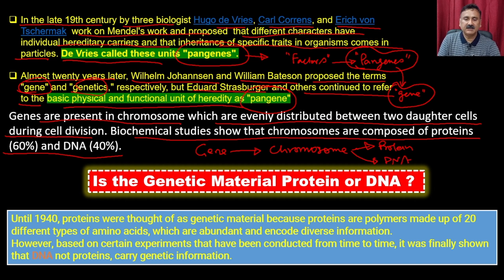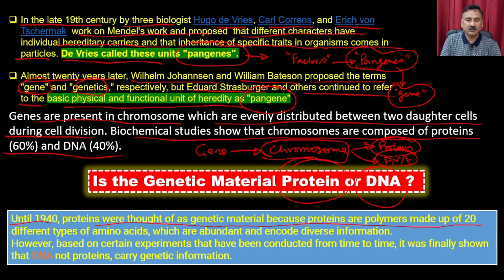So the first question is, is the genetic material protein or DNA? Which means out of this chromosome, which one is more responsible, the protein part or the DNA part, because it has both components. Until the 1940s, proteins were thought of as the genetic material because proteins are polymers made up of 20 different types of amino acids, which are abundant and encode diverse information.